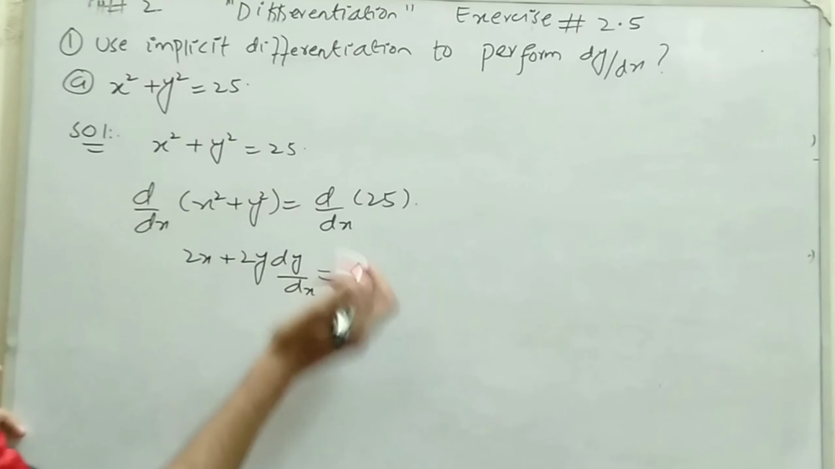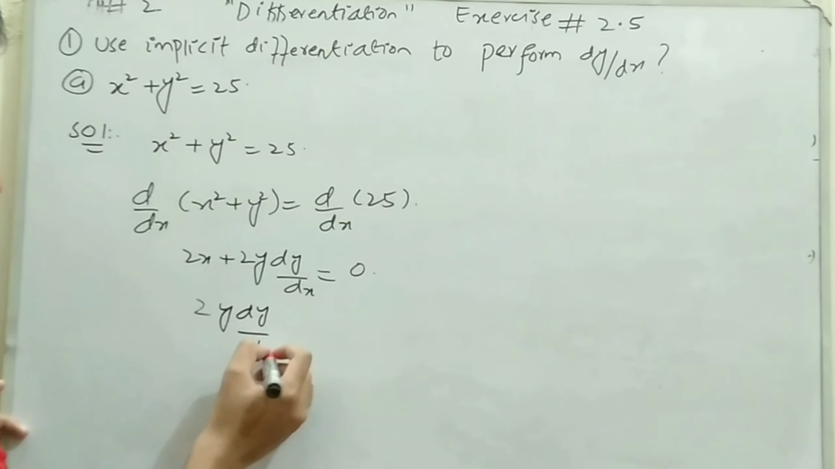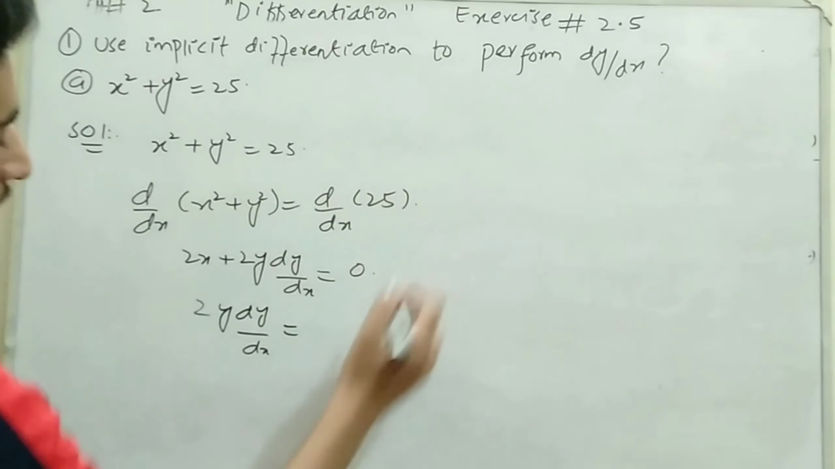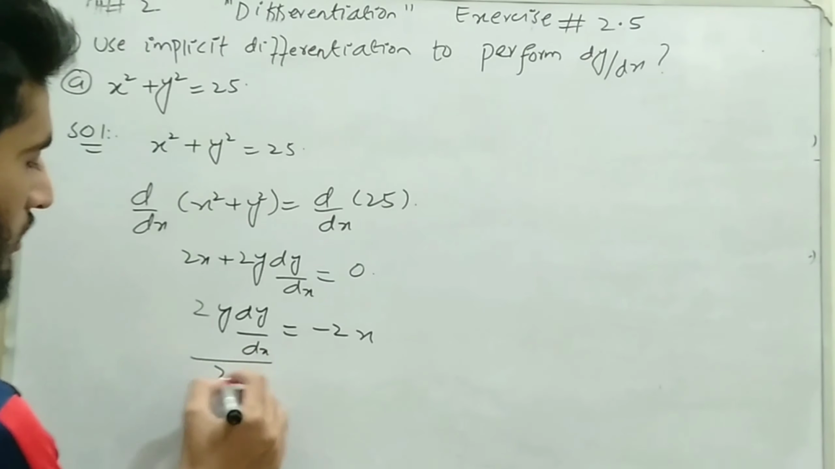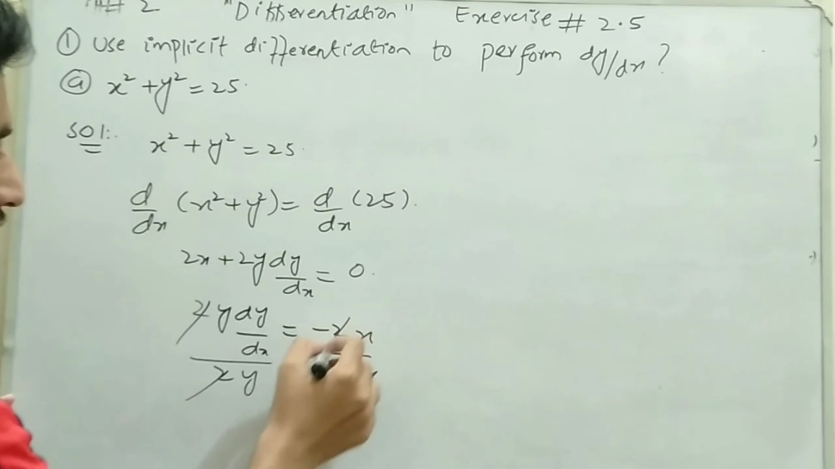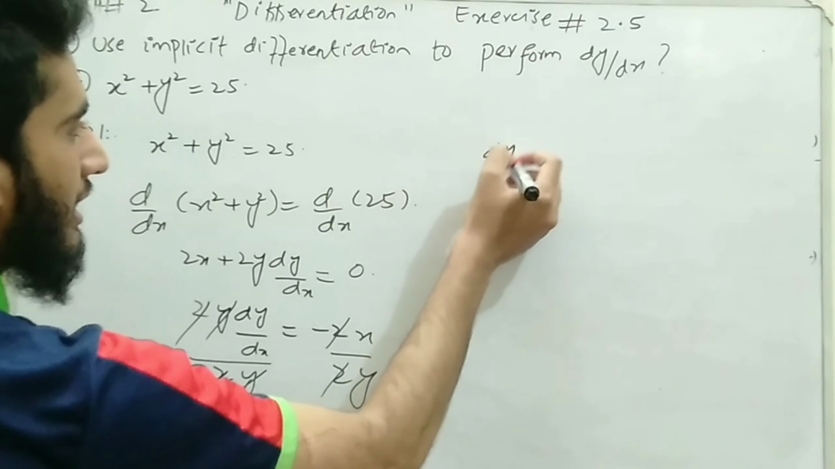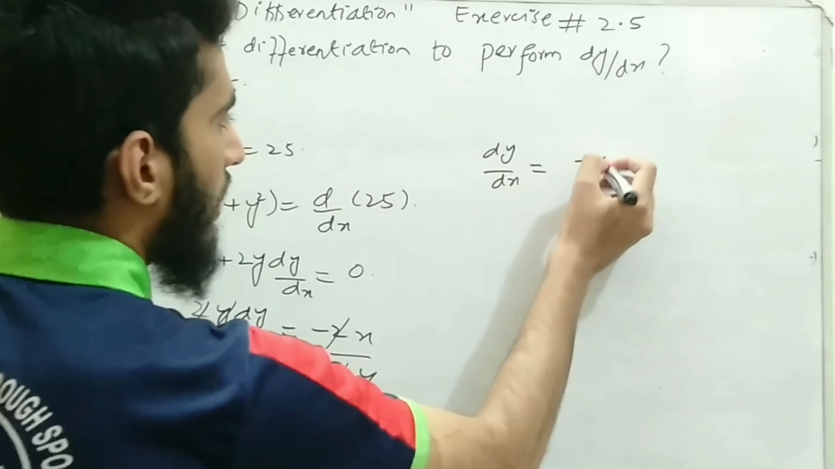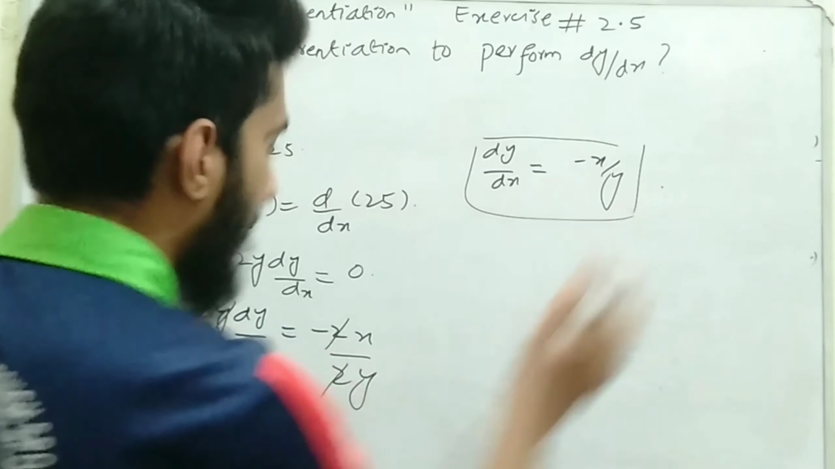Now after this, shift 2x to the right hand side. The 2y dy by dx comes down the same, and 2x goes to the right hand side, so it becomes negative 2x. Now divide both sides by 2y. Here 2 is cancelled out with 2, and here 2 is cancelled out with 2. y is cancelled out with y. On the left hand side we are left with dy by dx, which is equal to minus x divided by y. So this is the required derivative for the implicit differentiation for part A.